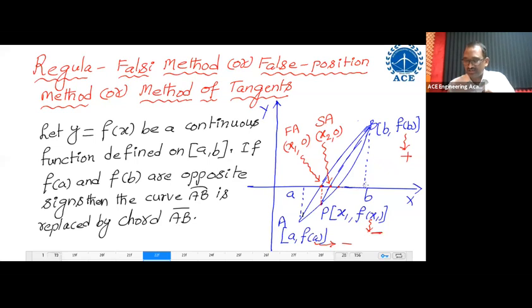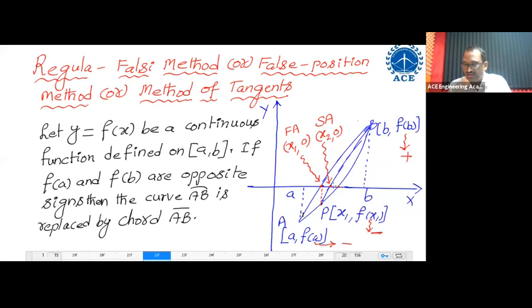Later you said f of x1 and f of b are of opposite signs, so the root lies between x1 and b. Initially f of a and f of b have opposite signs, so the root lies between a and b. Next, f of x1 and f of b are of opposite signs, so the root lies between x1 and b. Now the root lies between x2 and b, next x3, here x3, here x4. This is a and b, this is x1 and b, next x2 and b, next approximation is x3.